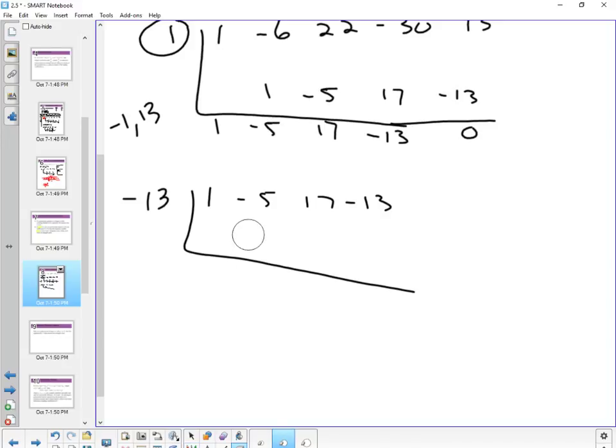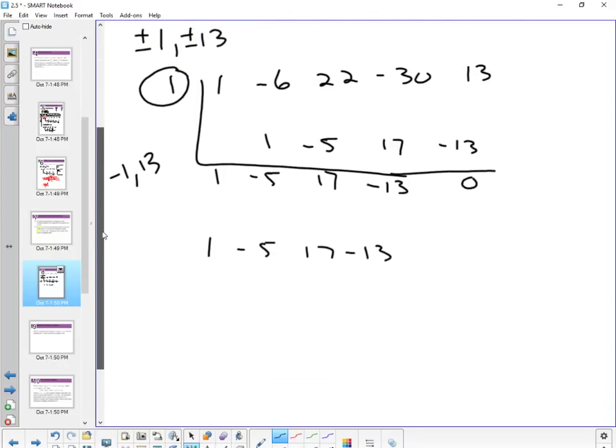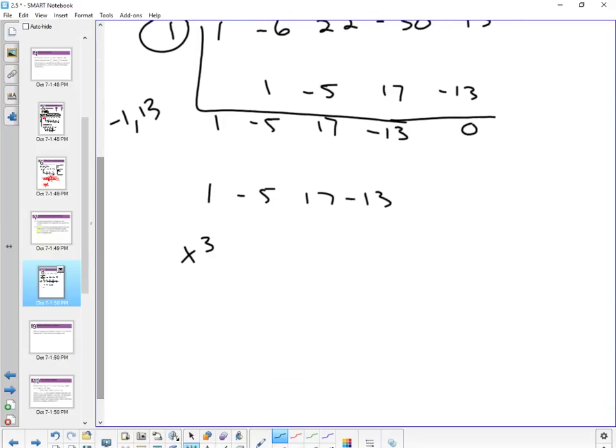Yeah. All right, so where are we left at? Just positive 1. We still need to find 3 more. So our degree was 4? Yeah. So we're at x cubed minus 5x squared plus 17x minus 13.